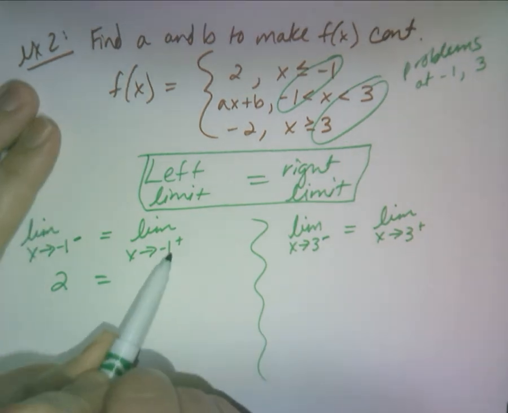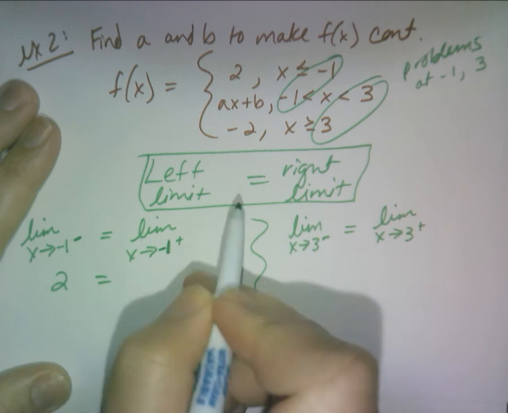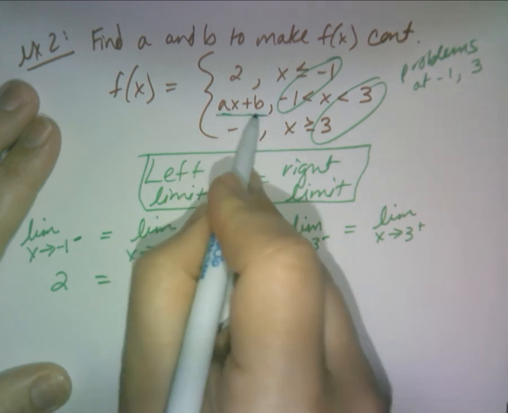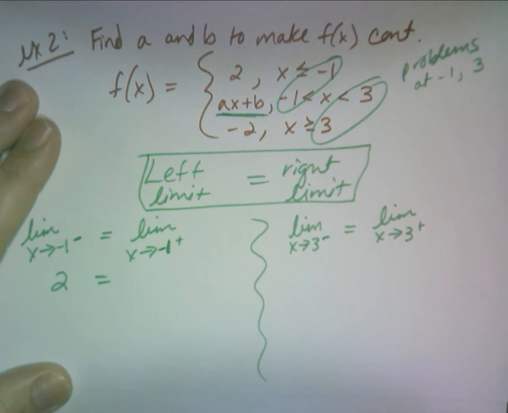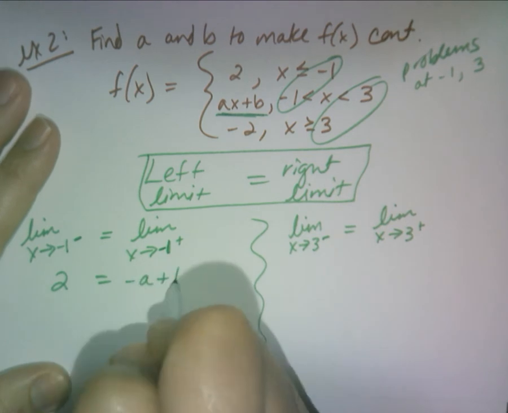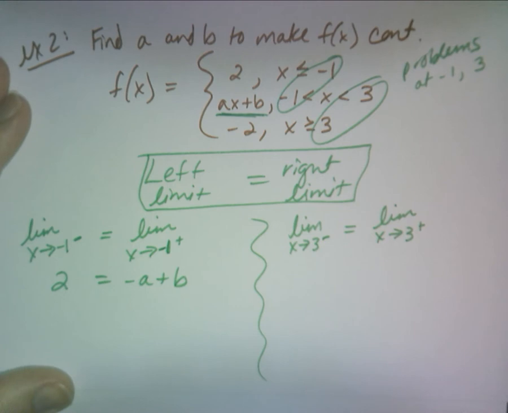Plug a -1 in for x into the middle. What would you get out if you plugged a -1 in for x? -a plus b. Okay, now, I can't do anything because I don't know what a is, I don't know what b is. That's what I'm going to solve. So I'm going to go to this side now.